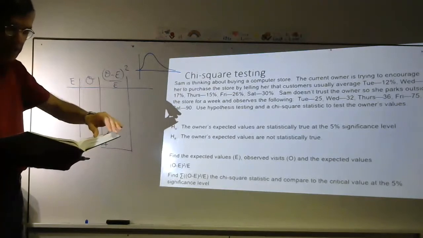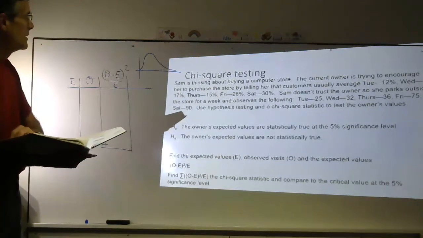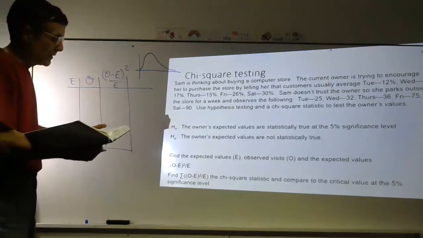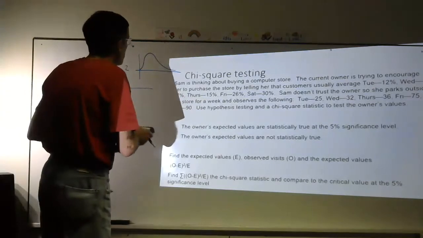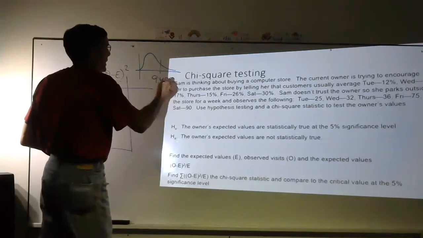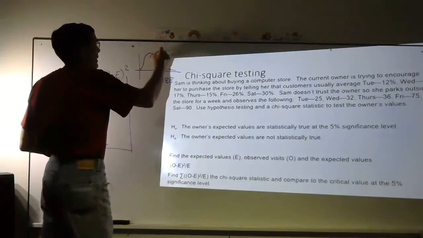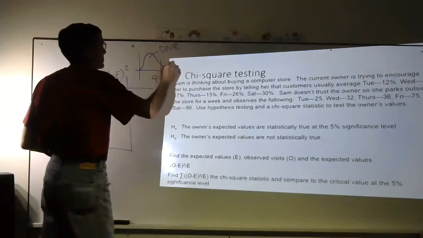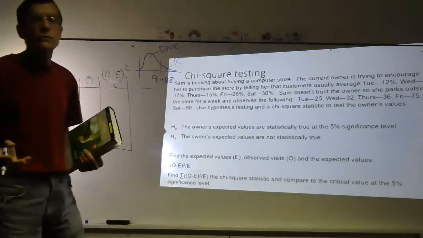All right, let's get back to where we were. Our critical value is out here at 9.488. So here's 9.488, and here is the do not reject region, and here's the reject region. We just want to see where it falls. So let's do the work.